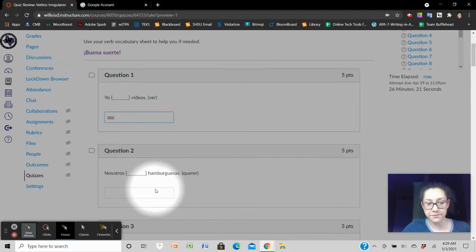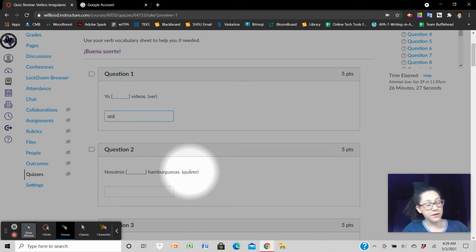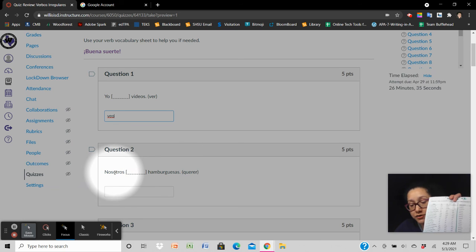The second question. So now you have nosotros, blank, hamburguesas, and your verb is querer. So go back to your sheet, locate the verb querer, make sure you go find the conjugation for the subject nosotros, and then you type in your answer here.